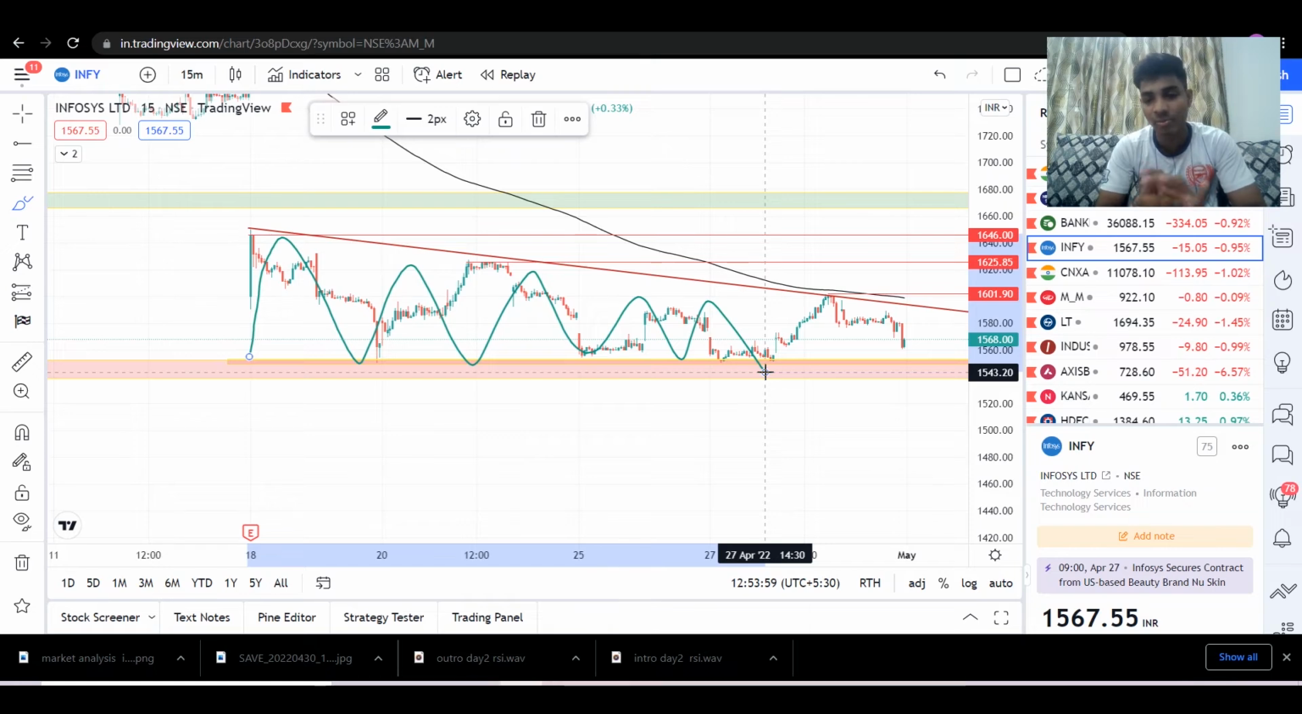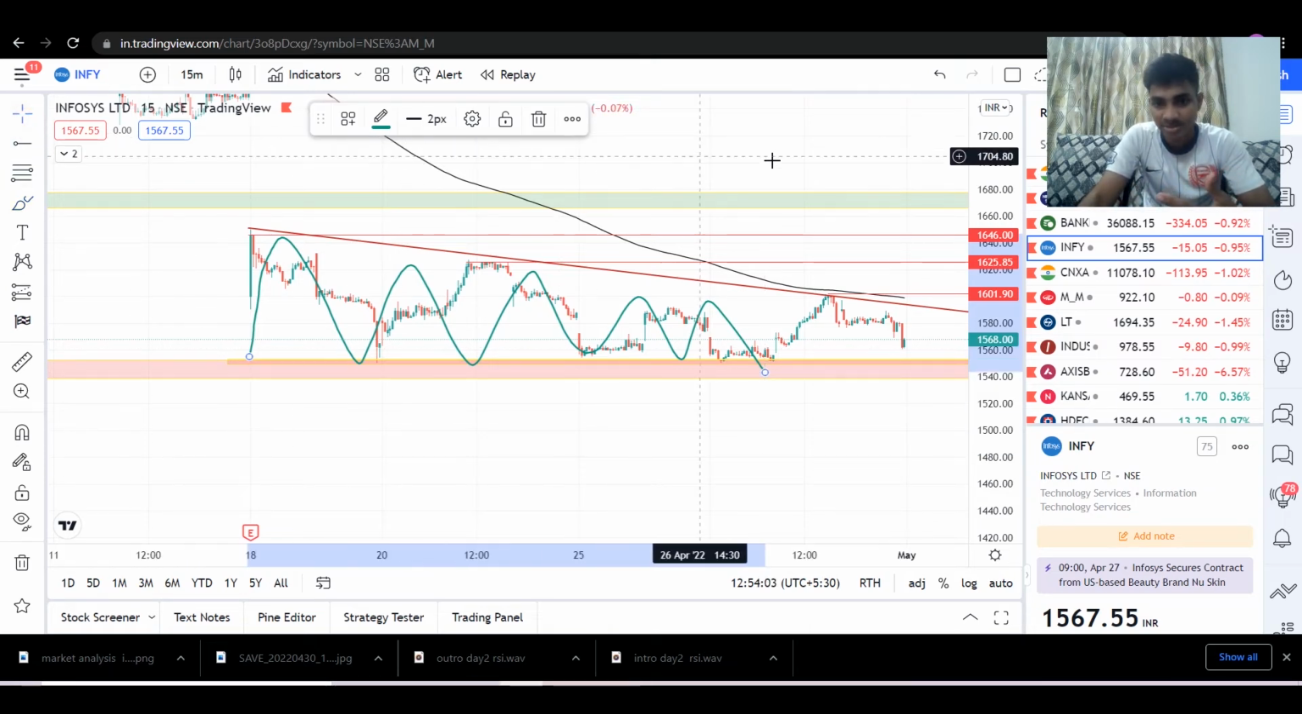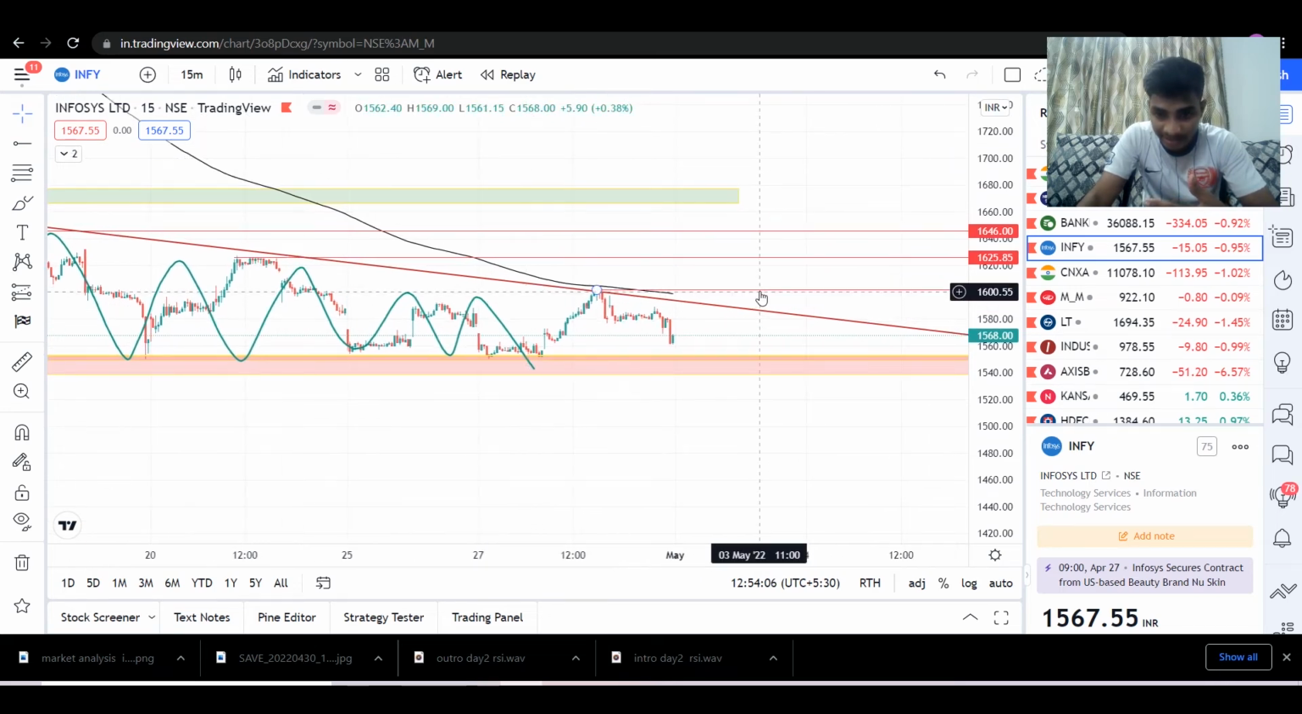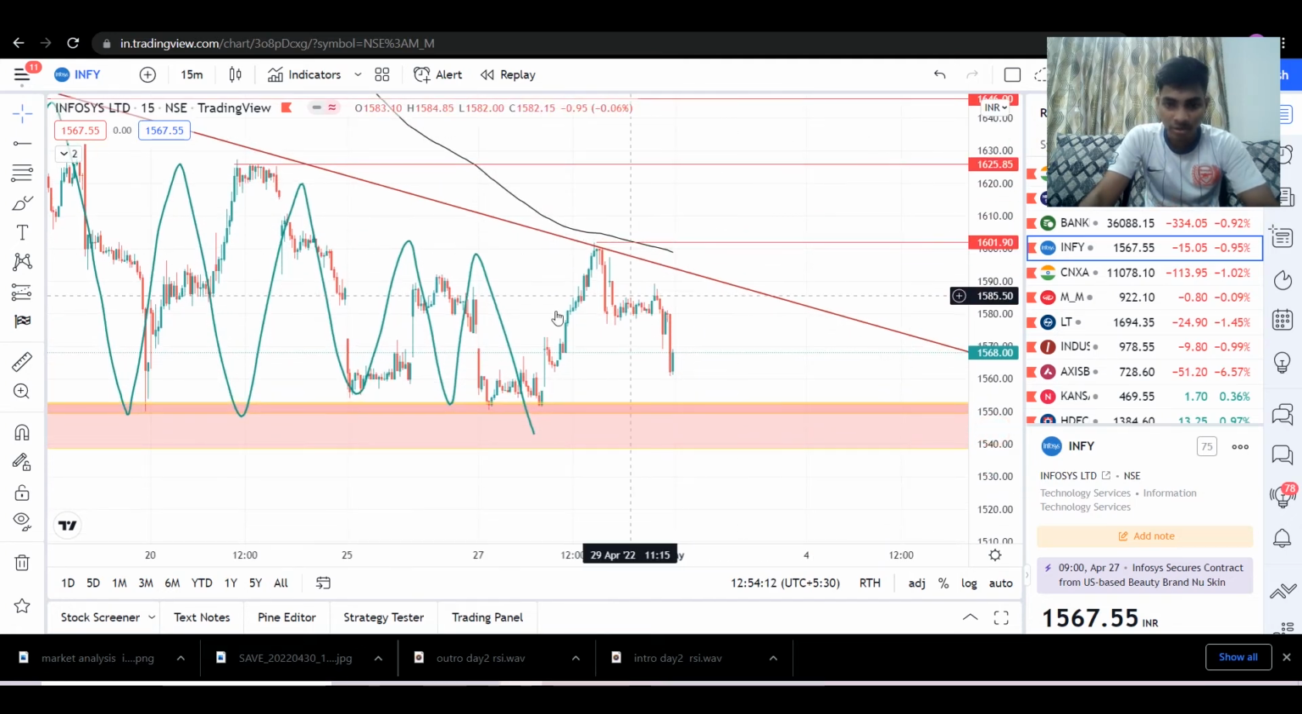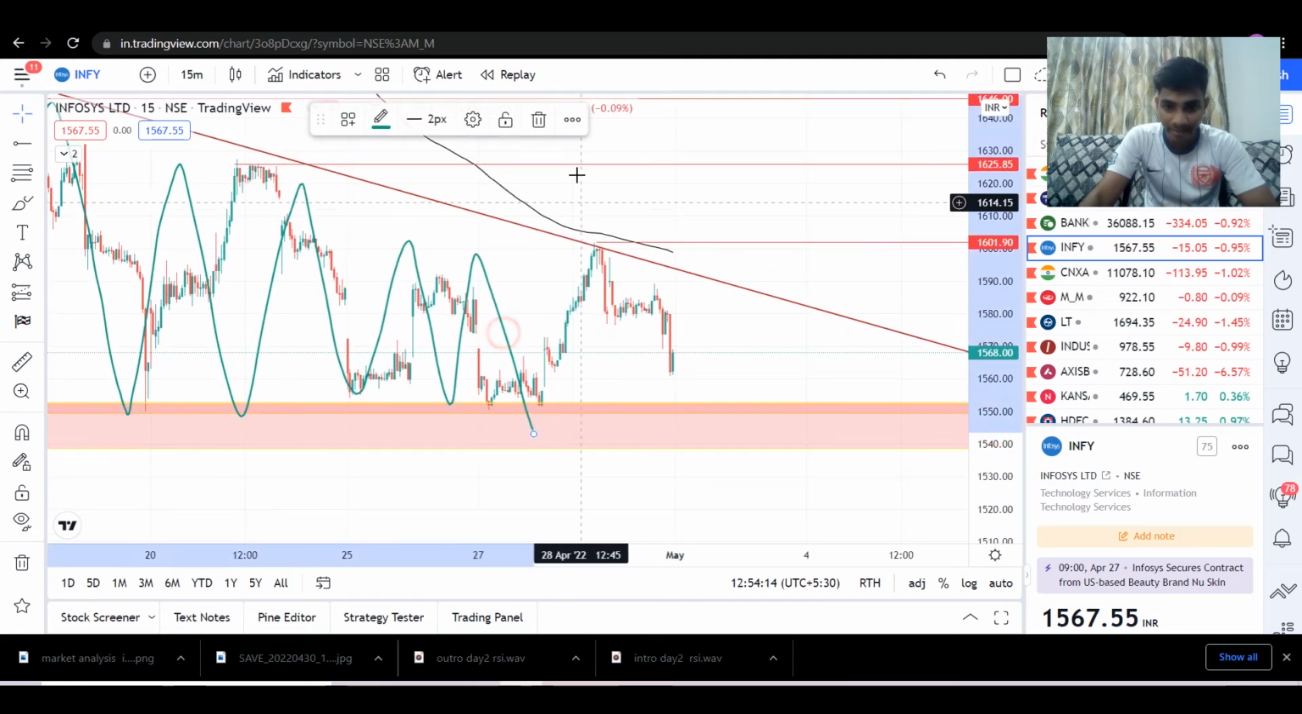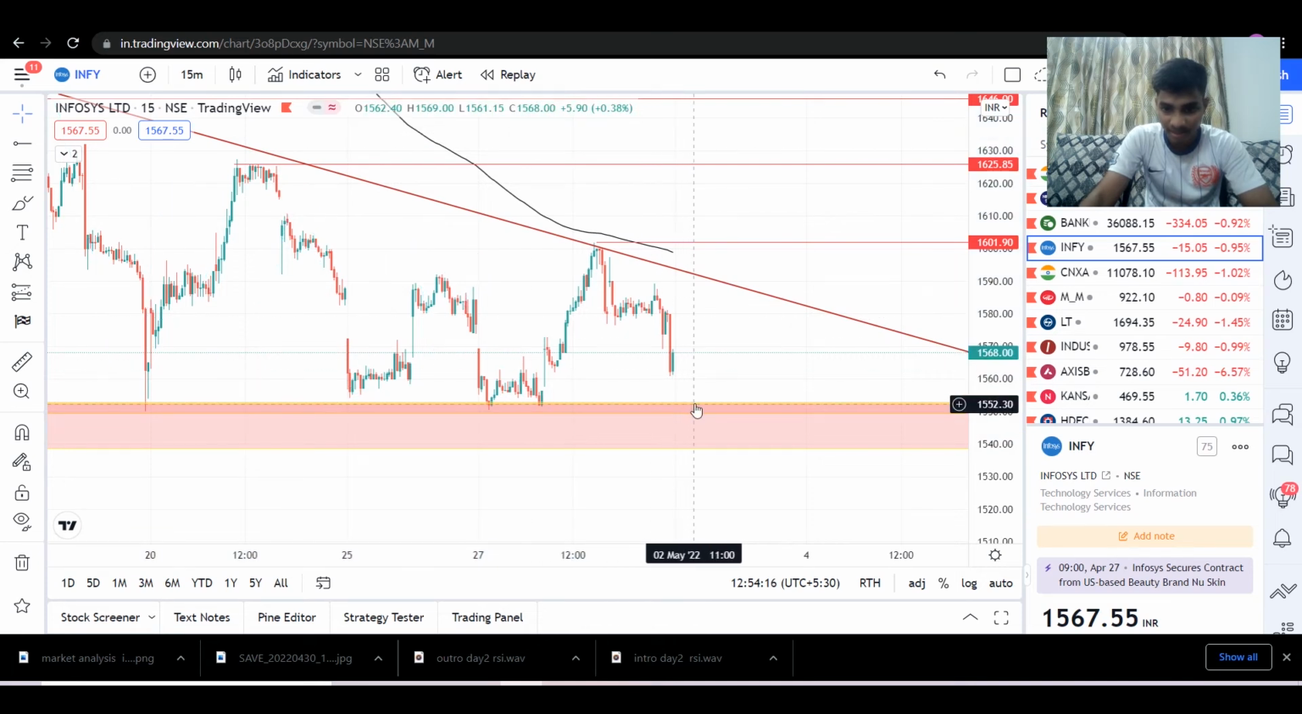So you can have an opportunity on both sides. If it gives a breakout to the upside, the initial target would be around 1600, followed by 1625 and 1645. So tomorrow, if it is opening gap down, as soon as price comes near 1552 and you think that it is taking support, then you can immediately go for a buy.